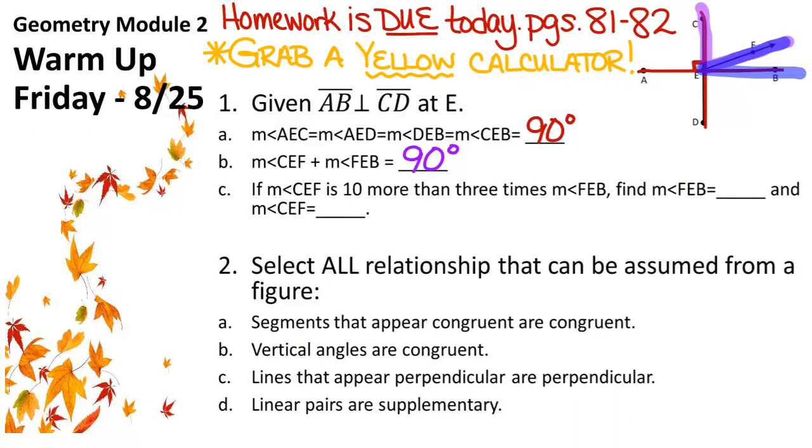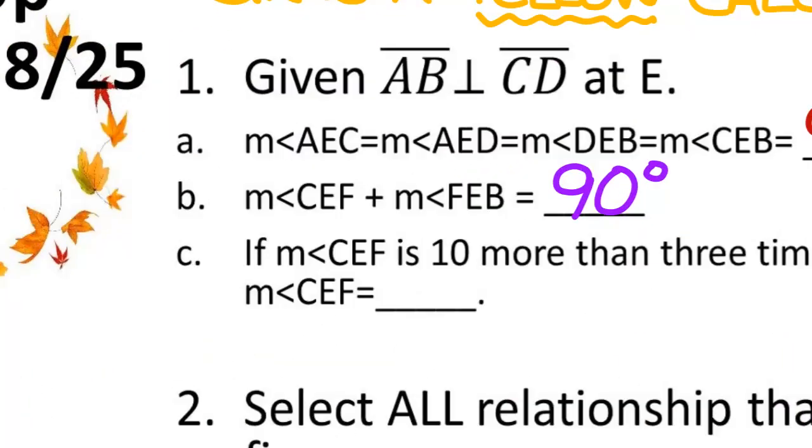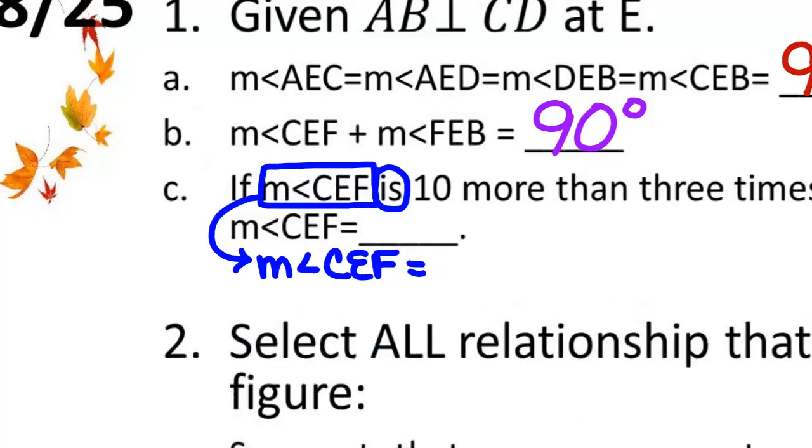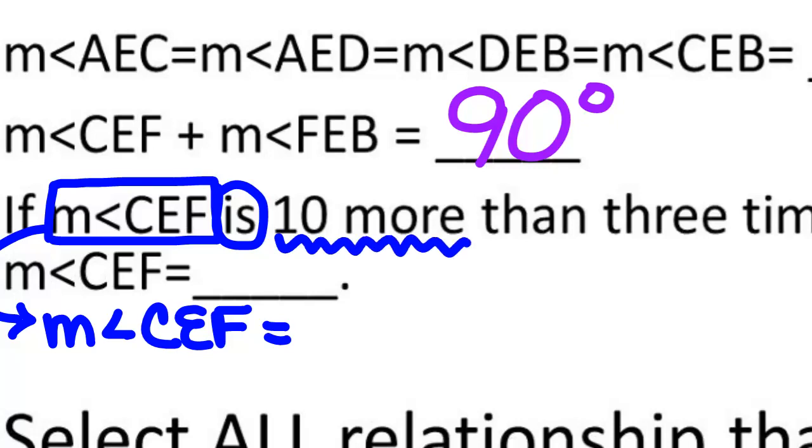And then part C, we get an opportunity to practice writing an equation from words. What do we know about these two angles right here that we just said in part B? They make 90 degrees when I put them together. Well, angle CEF, this one right here, is, if I'm writing an equation, I'm going to start with this first piece. Measure of angle CEF. When I see the word "is," what symbol do I replace that with? Equal sign. CEF is 10 more than.